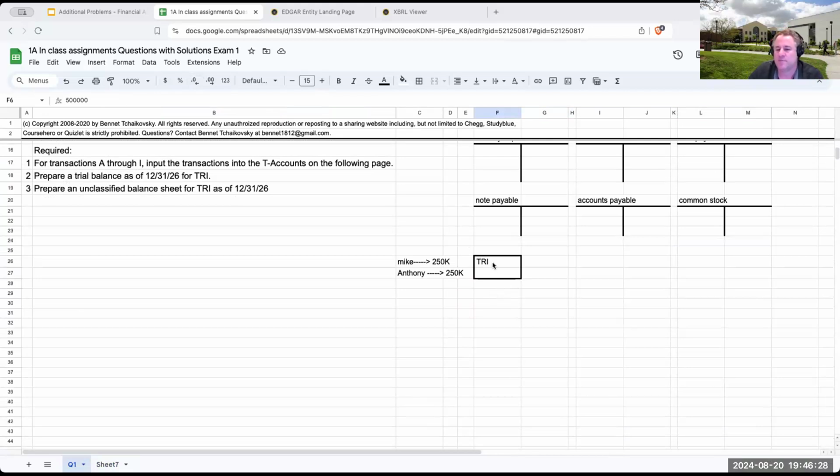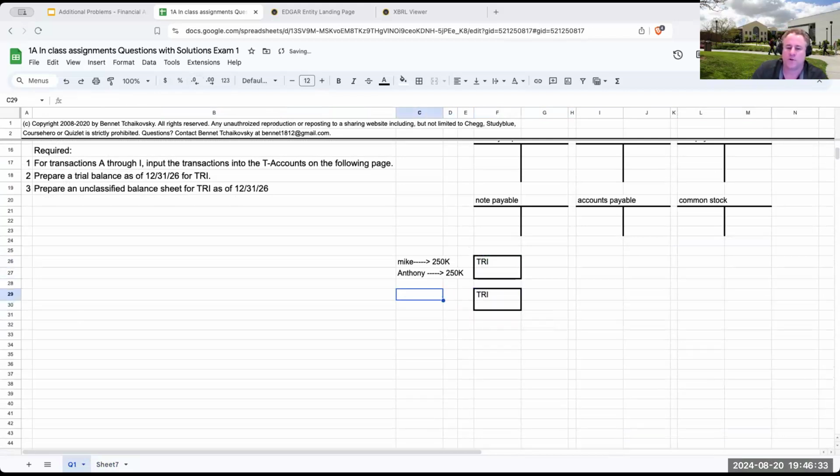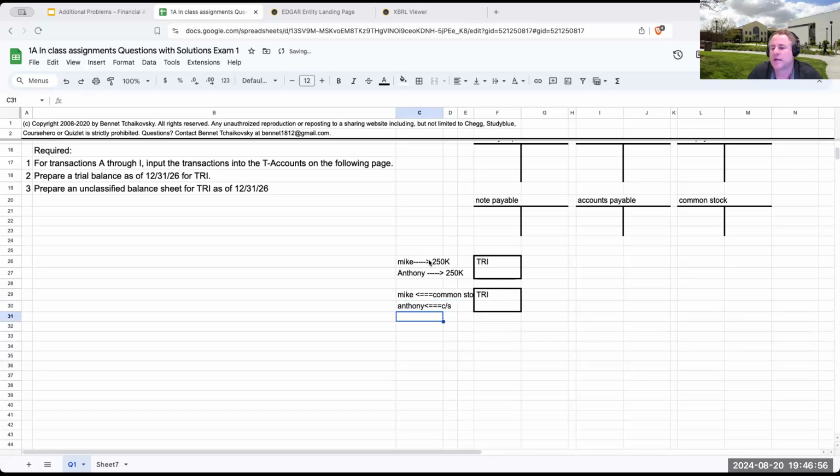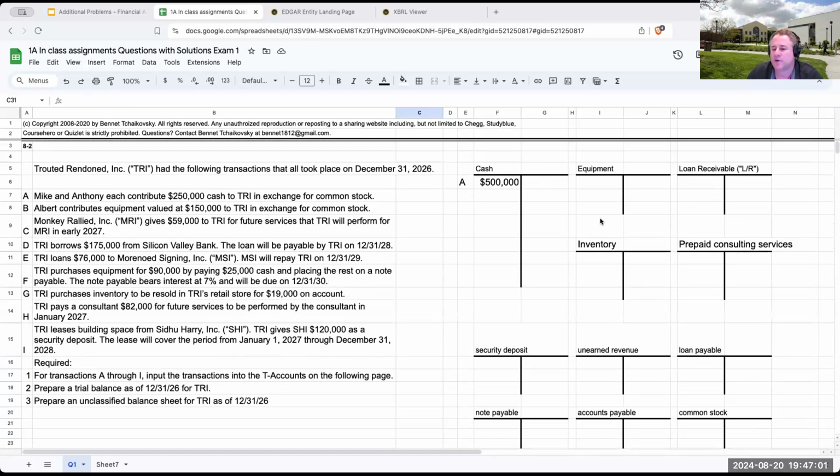Now, at the same time, what is TRI really doing over here? Well, to Mike, they're giving common stock. And to Anthony, they're giving common stock. That's what TRI is giving back to them in exchange for the money. So in this case, I'm issuing common stock.